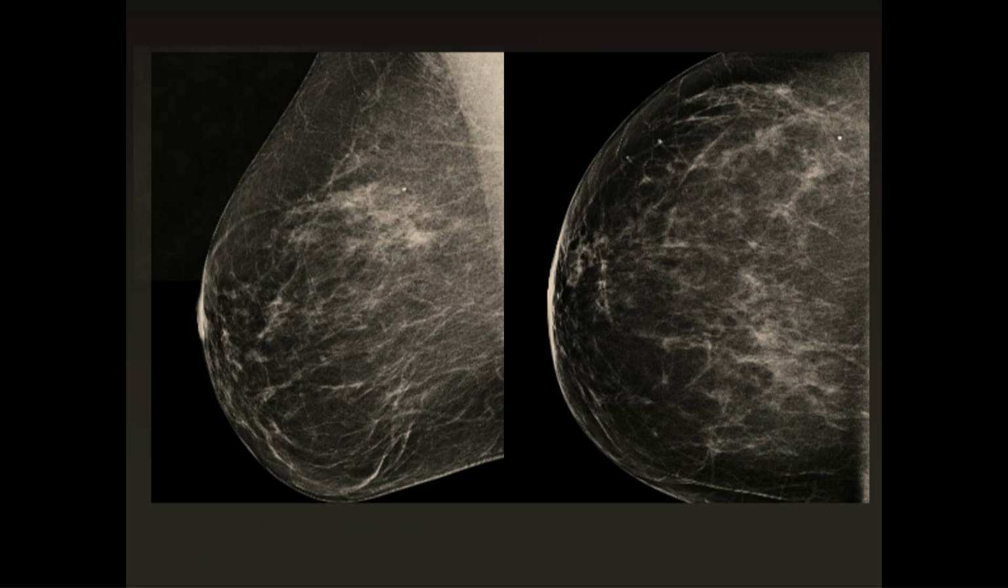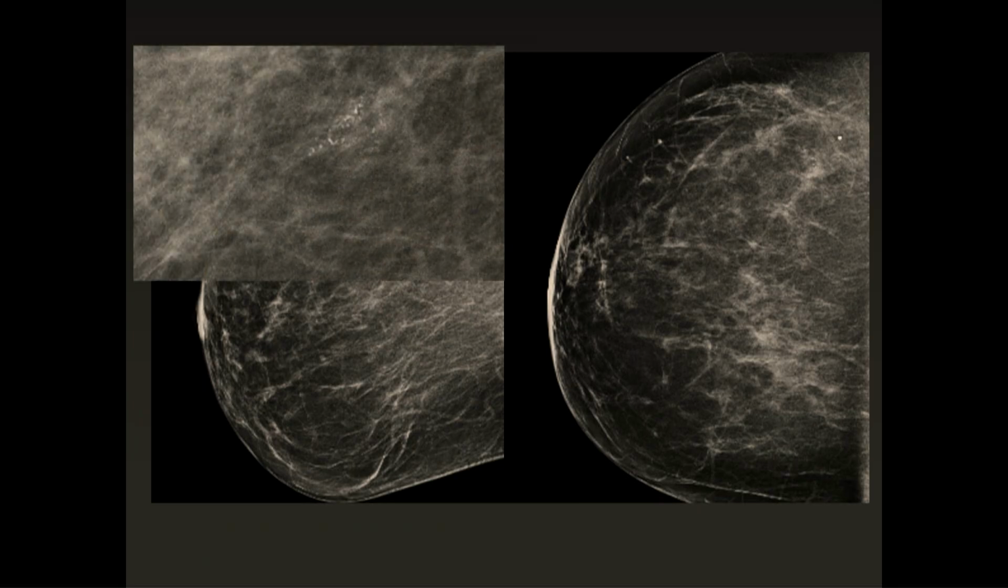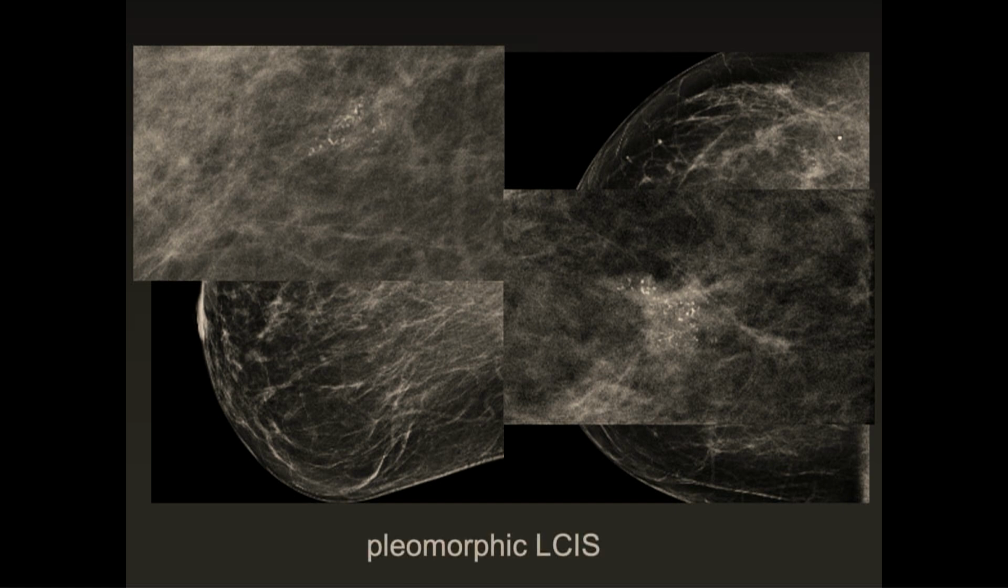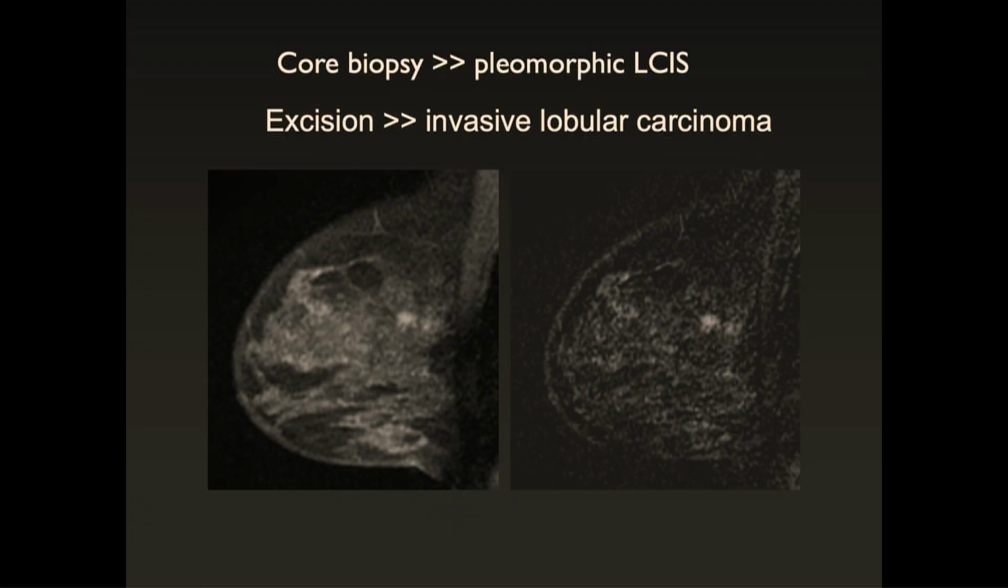This is an example of a woman who had suspicious calcifications. Those underwent biopsy. Those were pleomorphic LCIS. In this case, there was no excision, so no upgrade at the time of excision. A different patient had suspicious non-mass enhancement on MR. This underwent MR biopsy, again was pleomorphic LCIS, but at the time of excision, went up to invasive lobular cancer. But again, there's not really anything specific that's going to predict an upgrade.